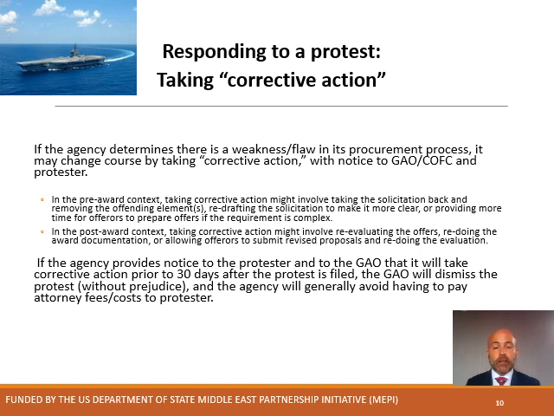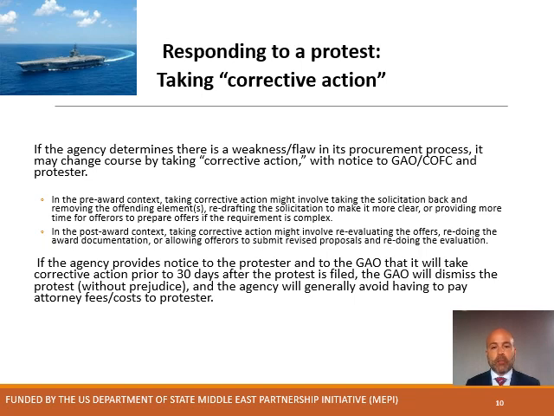One of the ways that an agency may respond to a protest is by taking corrective action. This is a powerful tool that federal agencies use in response to challenges at the pre-award or post-award level. If the agency determines that there is a weakness or a flaw in its procurement process, in other words, if it reviews the protest and decides that there is some vulnerability to getting a sustain, then the agency may simply change course by taking corrective action.